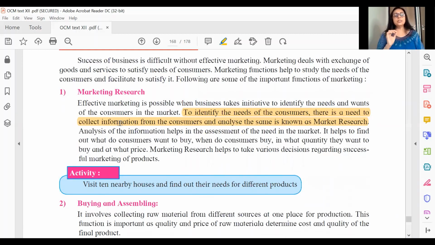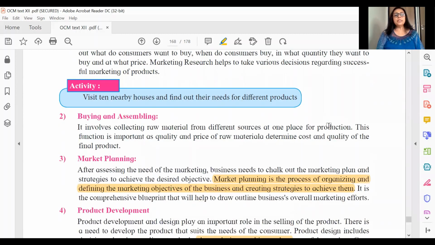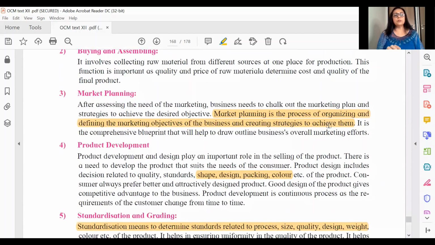The first one, answer in one sentence: what is marketing research or what is market research? Market research means to identify the needs of the consumers, what the consumers want. We collect information from the consumers, analyze that data, and that is nothing but market research. All right. Commerce students have a lot of scope for market research in their degree college and further higher studies as well.